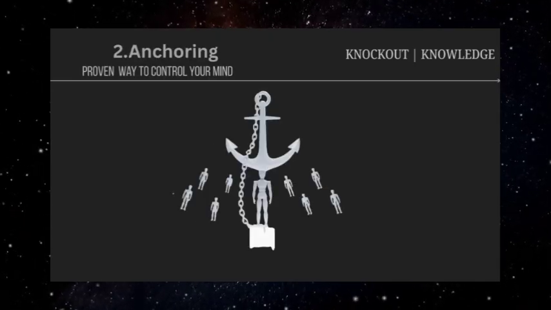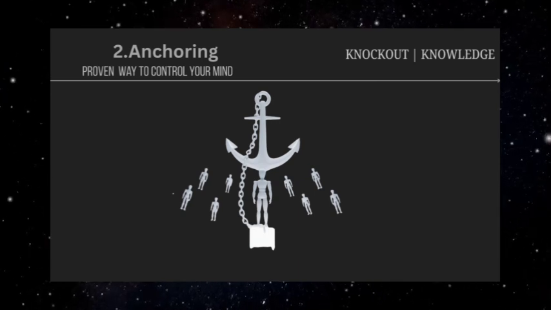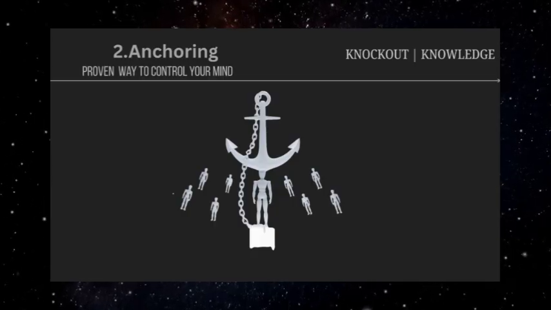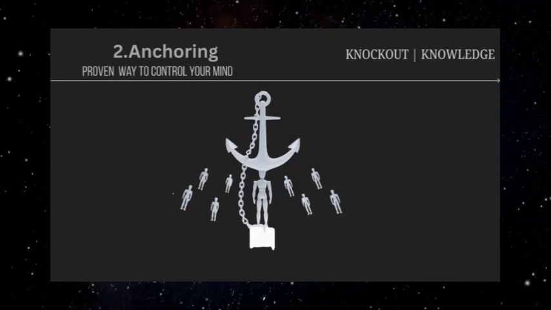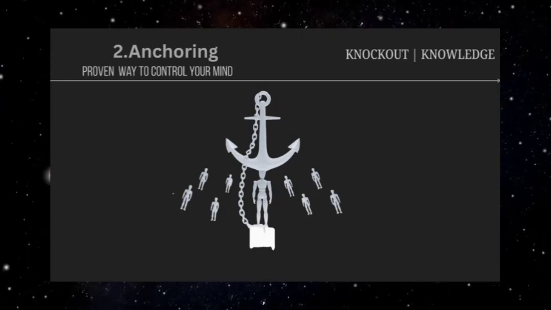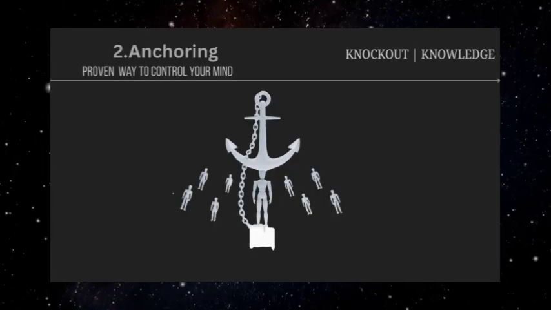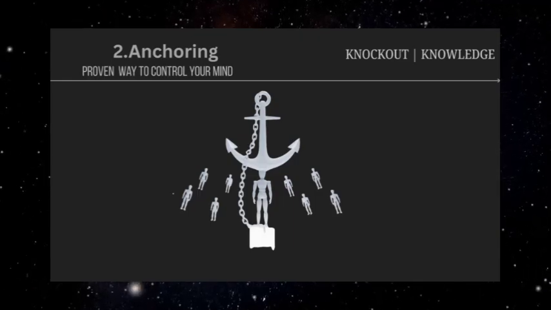2. Anchoring. Attach a mental state to a specific cue or gesture. Anchoring is a technique borrowed from neuroscience and psychology that creates powerful mental associations. The concept is simple. When someone is in a particular emotional or mental state, you introduce a specific stimulus, a touch, a word, a gesture, or even a sound. If this pairing is repeated enough times, the stimulus alone can trigger that same mental state later.